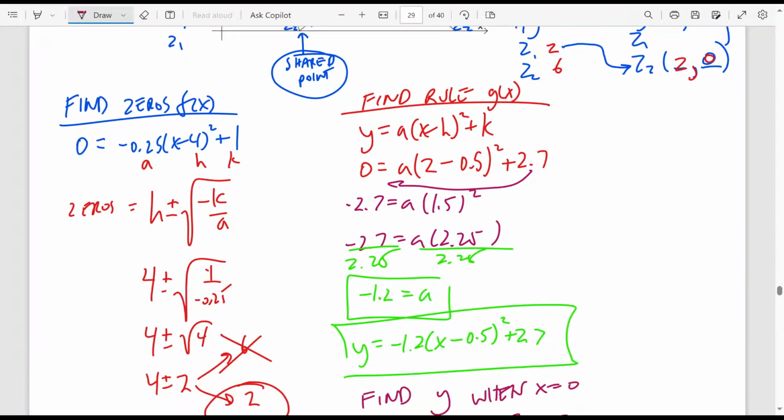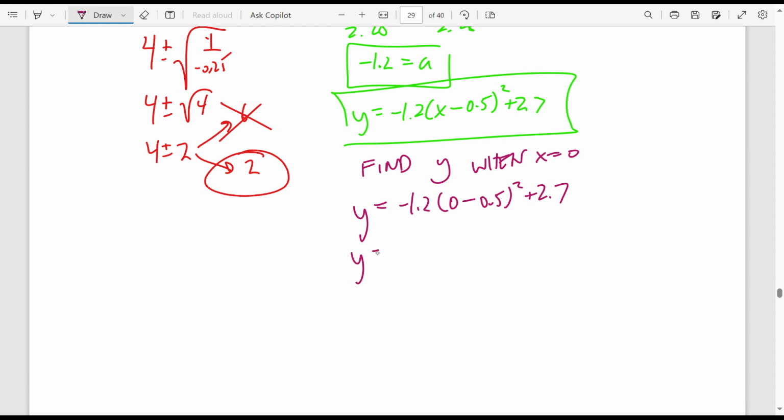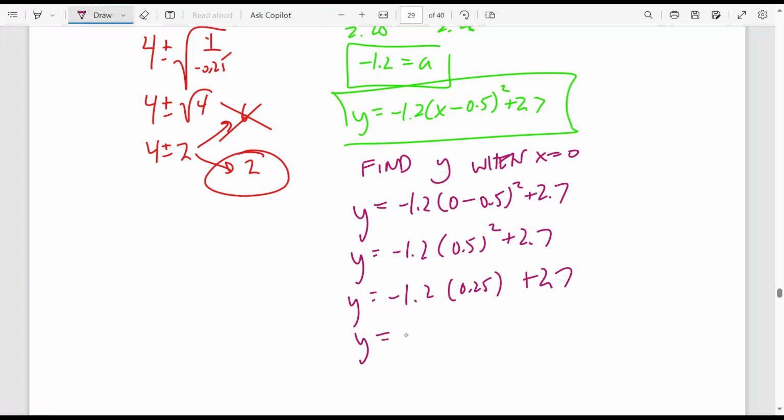So then y is equal to negative 1.2 times 0.5 squared plus 2.7. This is, again, just basic math. 0.25 times 1.2. So something ugly like y is equal to negative 0.3 plus 2.7. So the height it returns is 2.4.